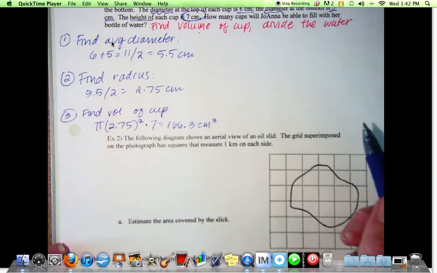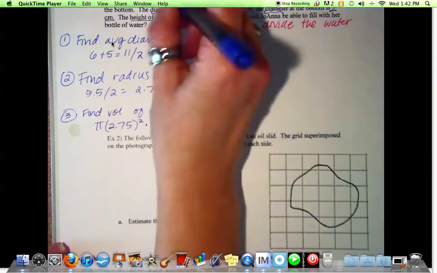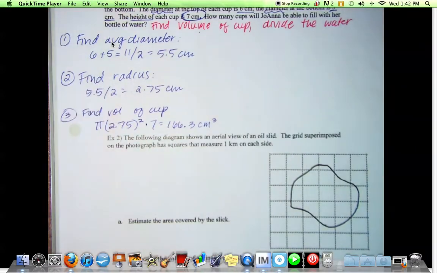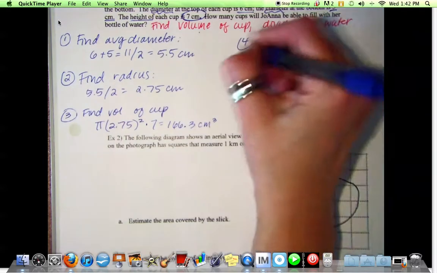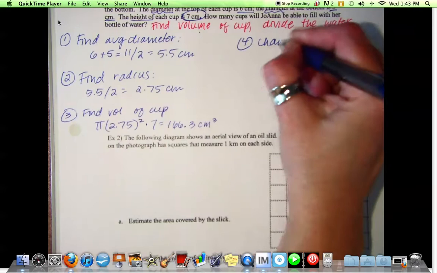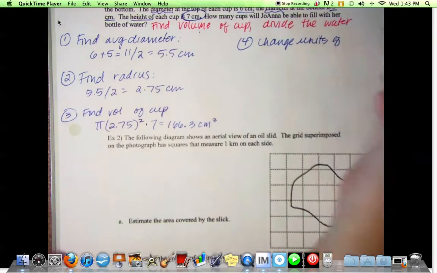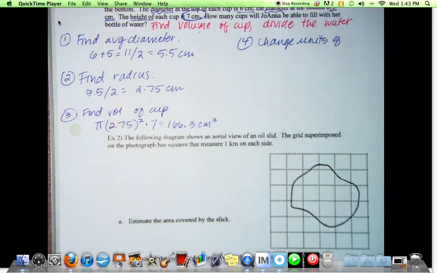3 liters. So I have 3 liters and 166 centimeters cubed. Can I divide that? Correct. So wouldn't it be? No, you have to convert it. So wait, centimeters cubed is the same as liters? No, it's not.